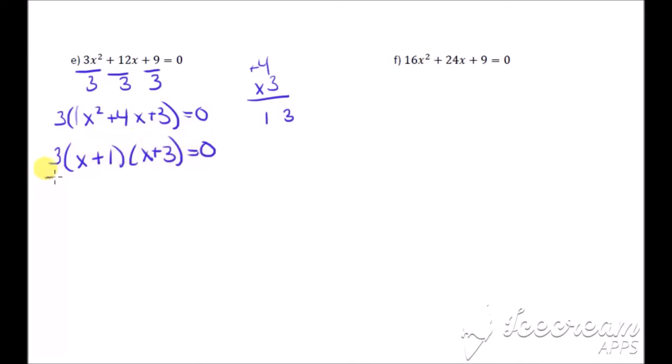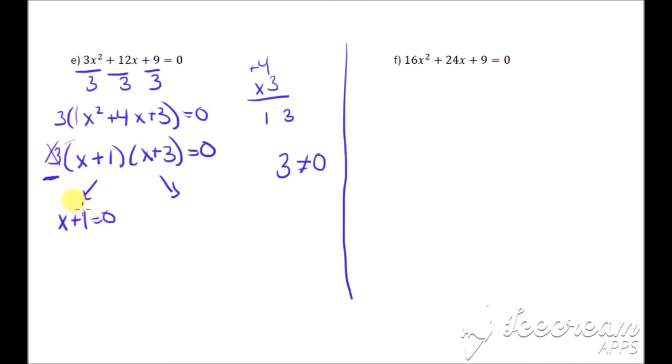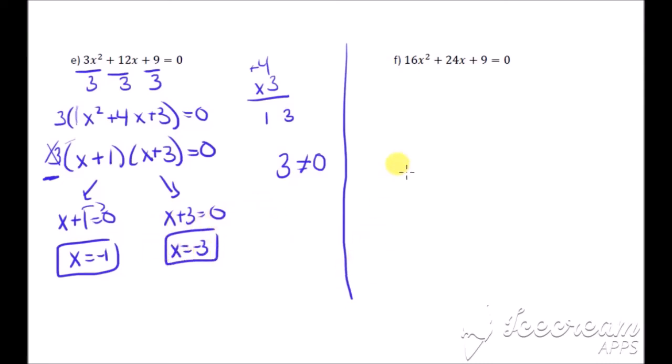So I want to point this out. The 3 does not have an x term on it, so we don't have to consider that. We only need to know what numbers we can plug in for x in order to make this entire side 0. Well, 3 is never going to equal 0, so we can just leave that. So when does x plus 1 equal 0? Well, bring that over: when x equals negative 1. And when does x plus 3 equal 0? Well, when x equals negative 3.